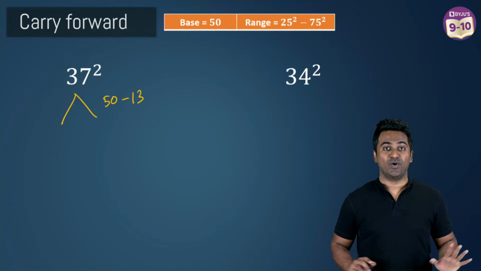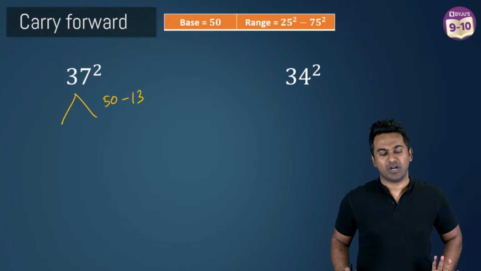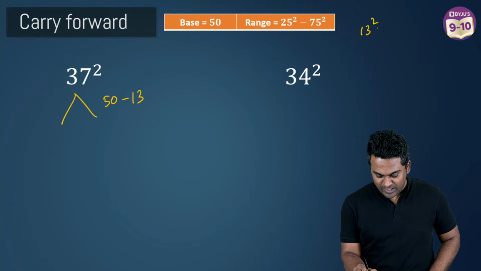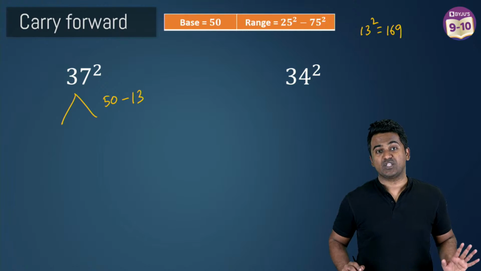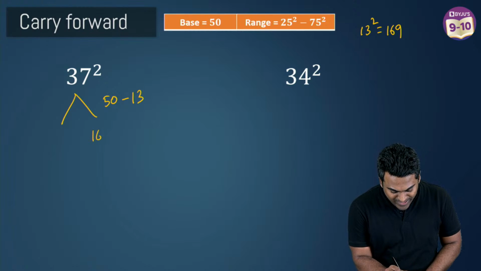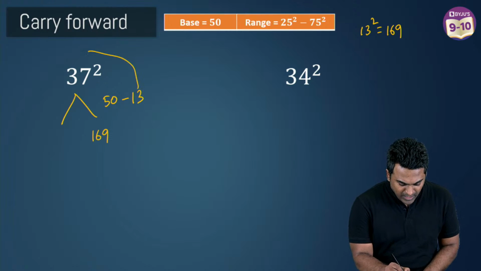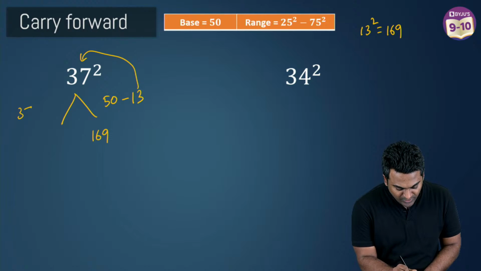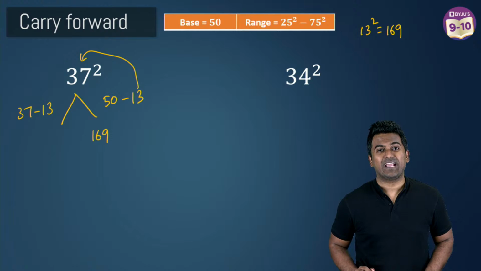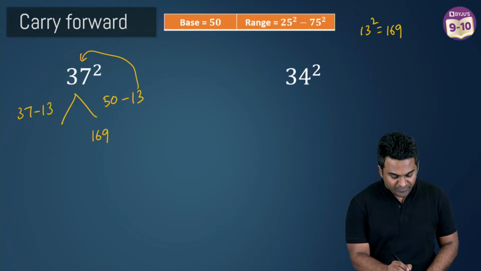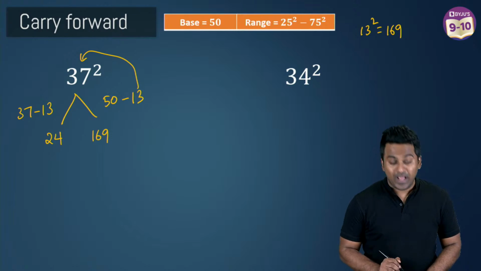50 minus 13. First step is what? Come on, tell me first step is what? First step is to figure out 13 square, which we know it's going to be 169. So I write 169 here. All right, and next step, as we've been doing, from 37 I will subtract 13. Okay, what do I get when I subtract 13 from 37? I believe I get 24.